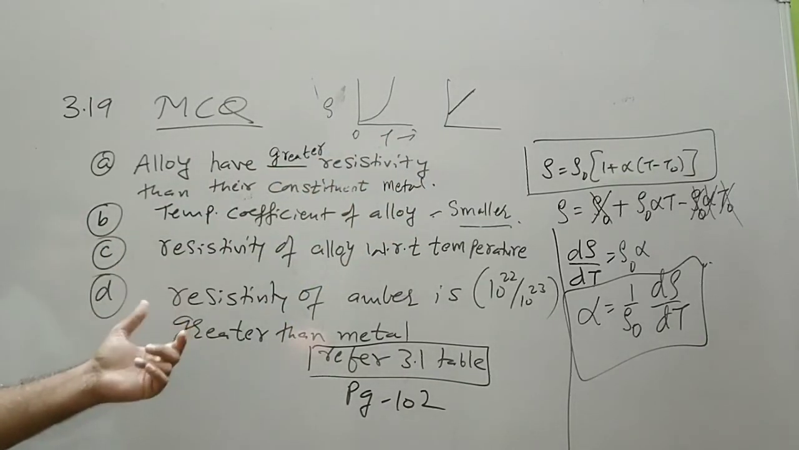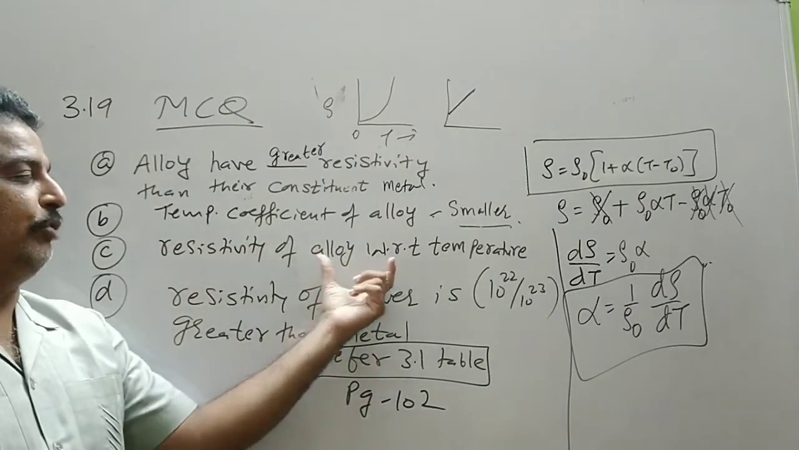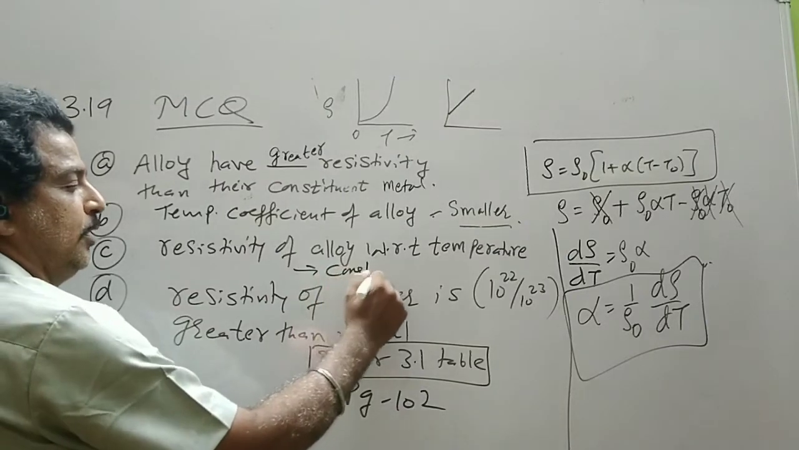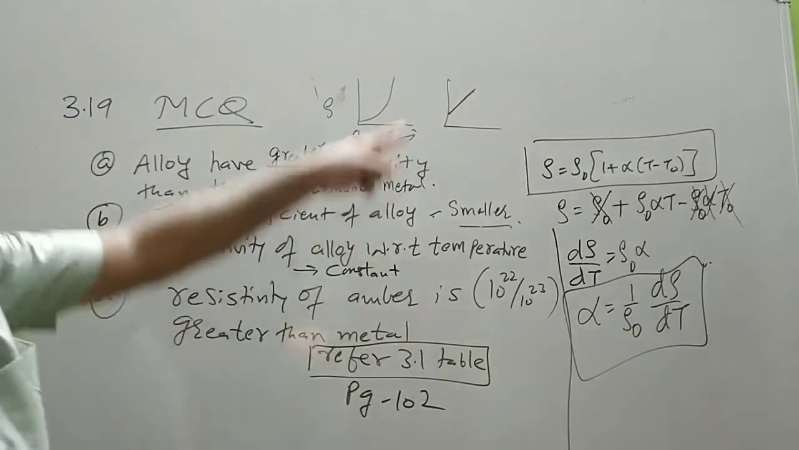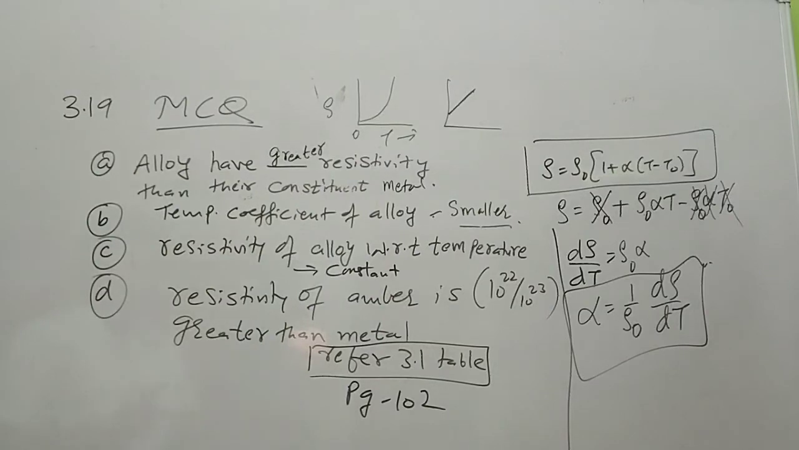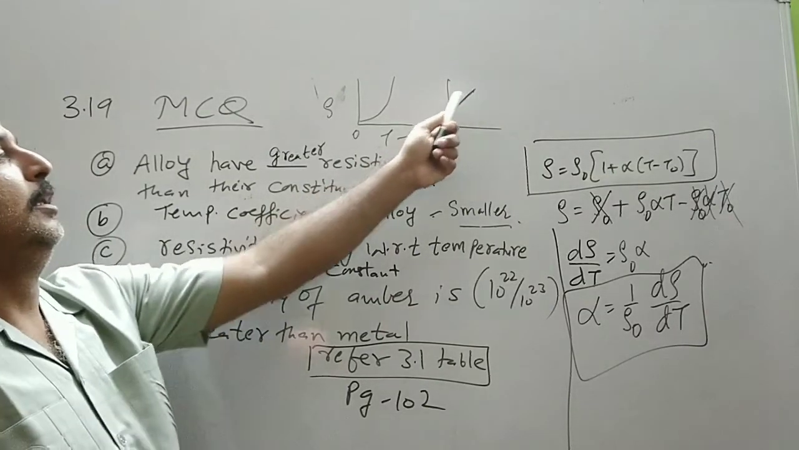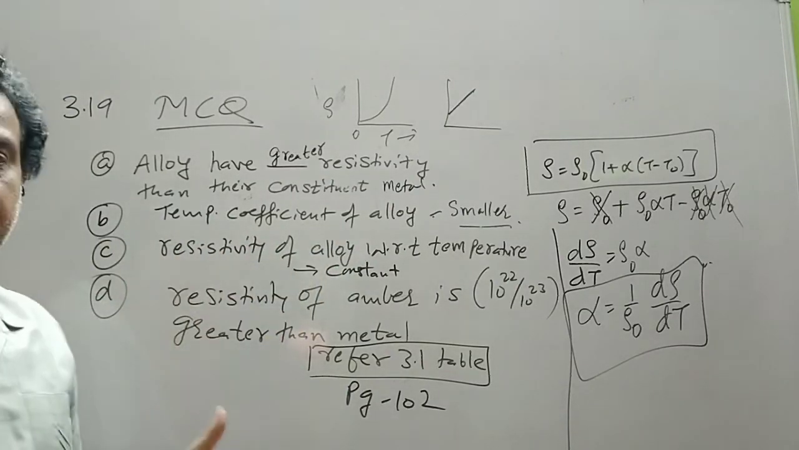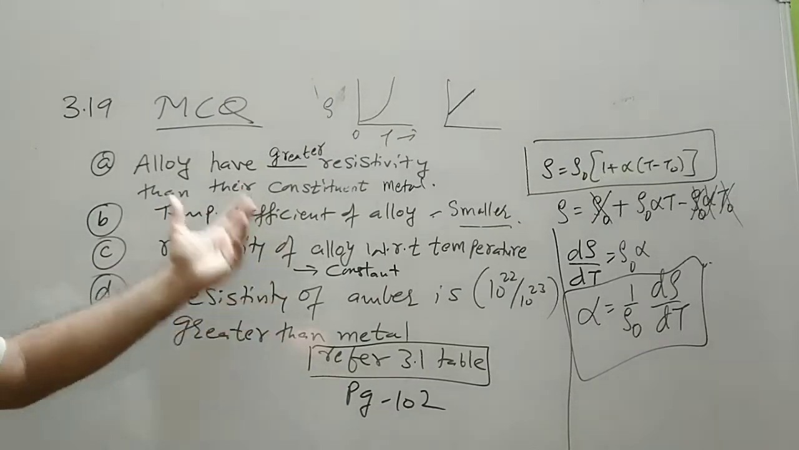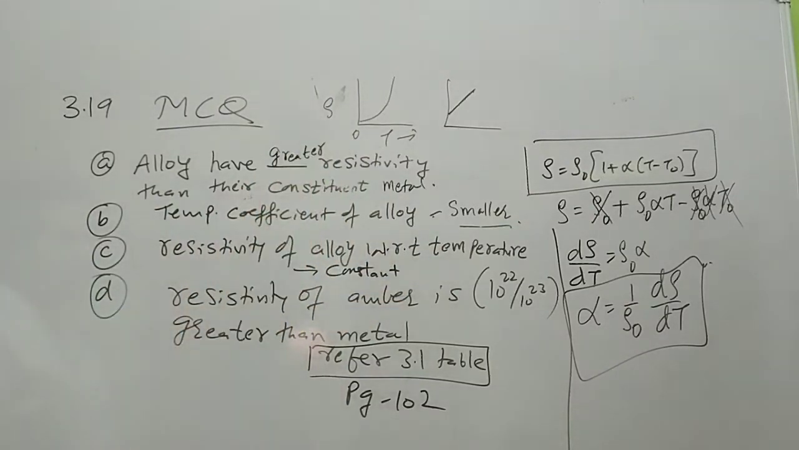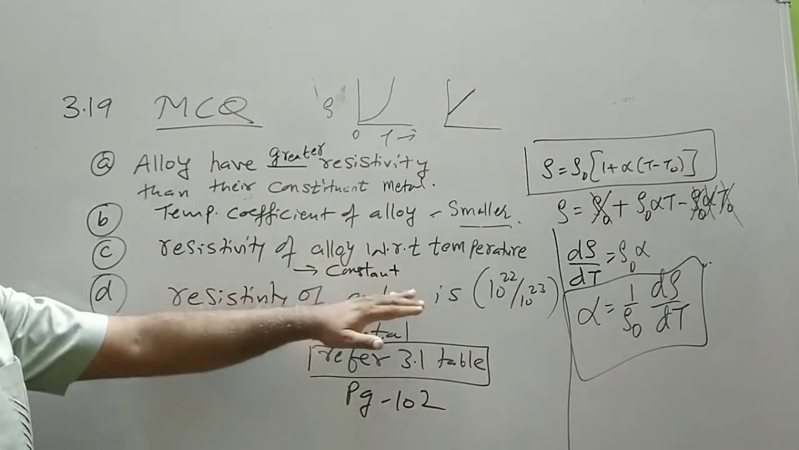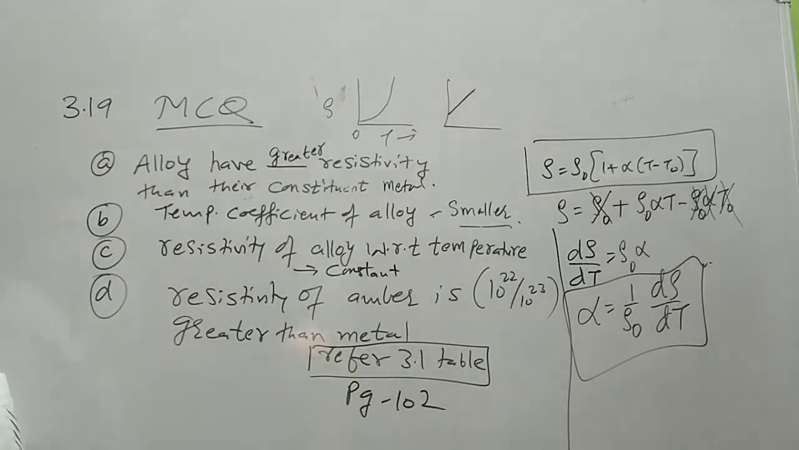The third is, what about the resistivity of an alloy with respect to temperature? So it remains almost constant. So we have seen from the graph also that as the temperature increases, the resistivity of a metal will also increase. So you can say the resistivity of an alloy does not depend on the temperature. So it is independent of temperature, or resistivity remains constant. So whatever option is given, if it is constant, constant, otherwise independent.